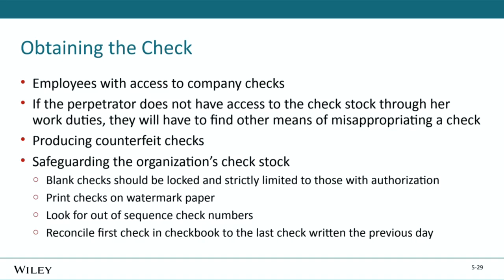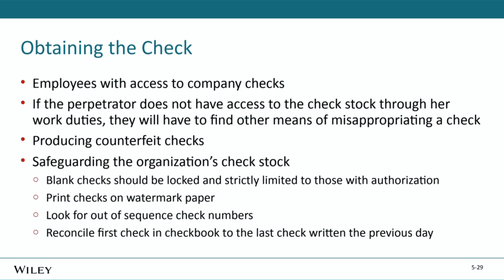How do you safeguard the check stock? Blank checks should be locked and strictly limited to those with authorization. Print your checks on watermark paper, which is a little more expensive than plain paper that somebody could reproduce. Look for out of sequence check numbers. So when your bank statement comes in, check for checks that are out of sequence, because if someone is creating checks, they might not know what the number should be. Or if there are two numbers the same, that looks weird.